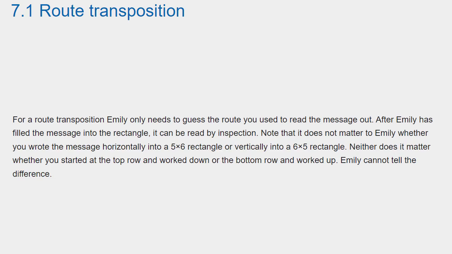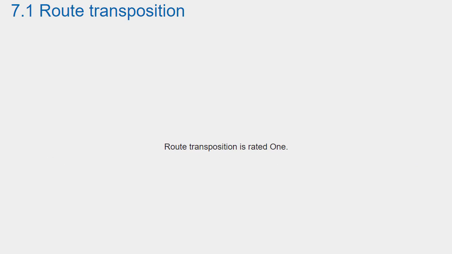For a route transposition, Emily only needs to guess the route you used to read the message out. After Emily has filled the message into the rectangle, it can be read by inspection. Note that it does not matter to Emily whether you wrote the message horizontally into the 5 by 6 rectangle or vertically into the 6 by 5 rectangle. Neither does it matter whether you started at the top row and worked down or the bottom row and worked up. Emily cannot tell the difference. Route transposition is rated 1.